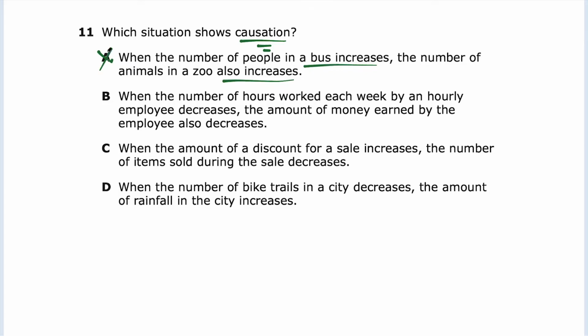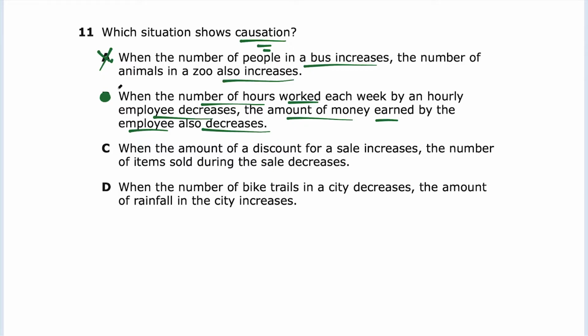Like, as much as I like zoos, I just don't see how a bus, unless it's a magic bus, but people going on a bus is just going to magically make animals appear. So this is just kind of ridiculous. So A is out. So B: when the number of hours worked each week by an hourly employee decreases, the amount of money earned by the employee also decreases. Yes, this one is right away sounding very reasonable because it's very simple.